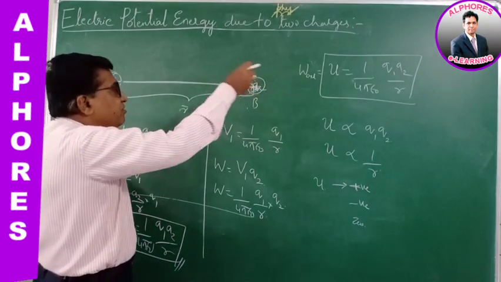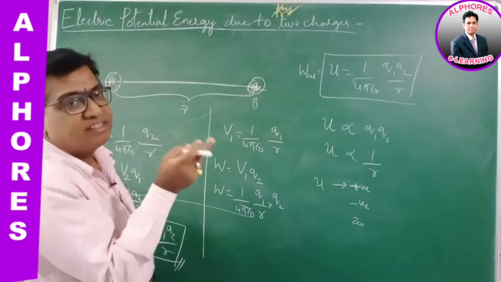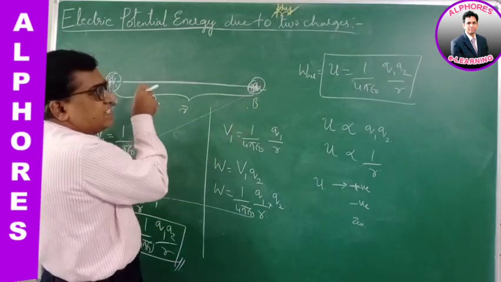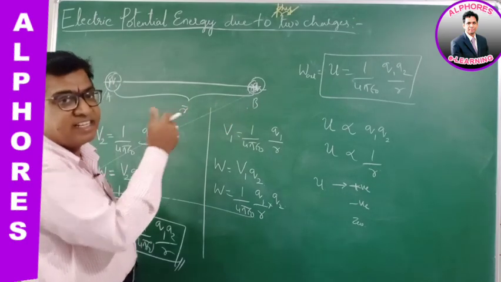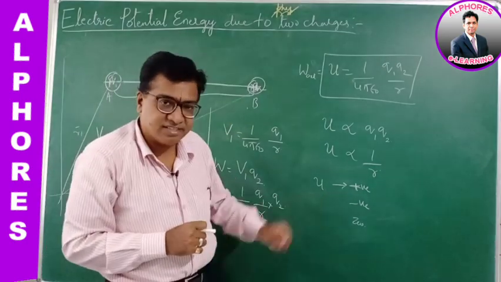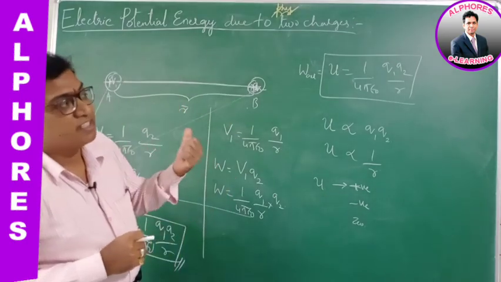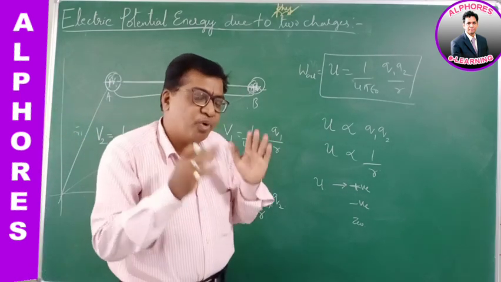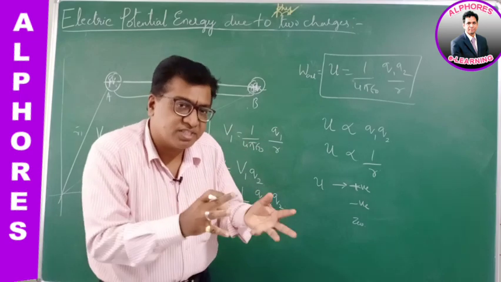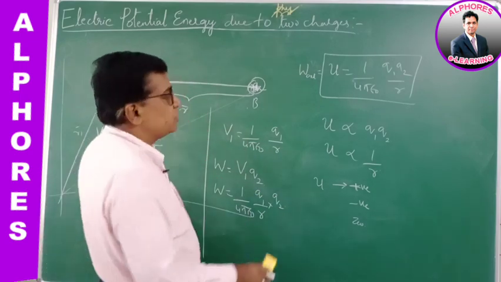Now while moving from infinity to here, the positive charge attracts the negative charge. It comes rushing towards it. Kinetic energy increases, potential energy decreases. Negative it is. When these two charges are at infinity, there is no interaction, potential energy is zero. So potential energy of any system can be positive, negative, or it can be zero.